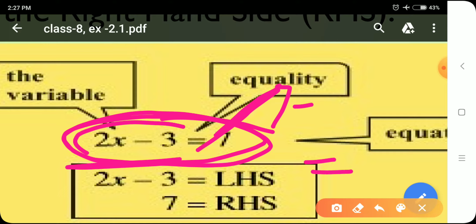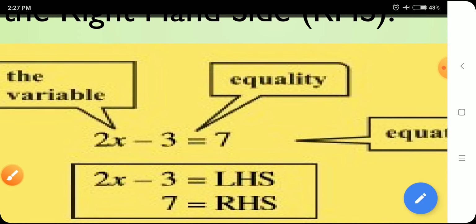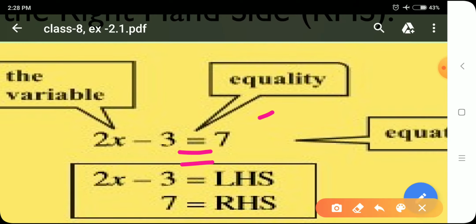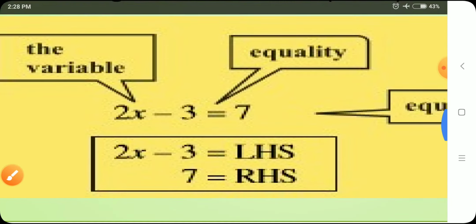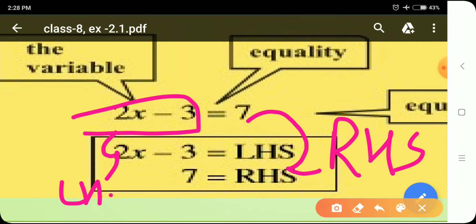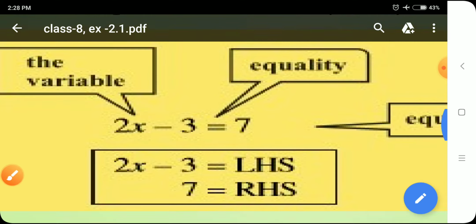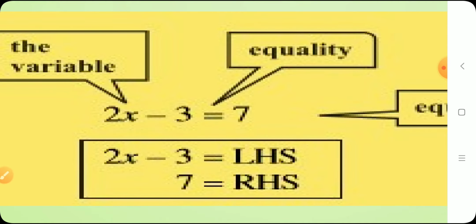The expression is 2x minus 3 and the equality symbol is used, so this becomes an equation. x is the variable here. This equal to sign is known as equality, and this total becomes an equation. On the left hand side is 2x minus 3, and this is the right hand side. So this is an algebraic equation. An algebraic equation is an expression with an equality sign.